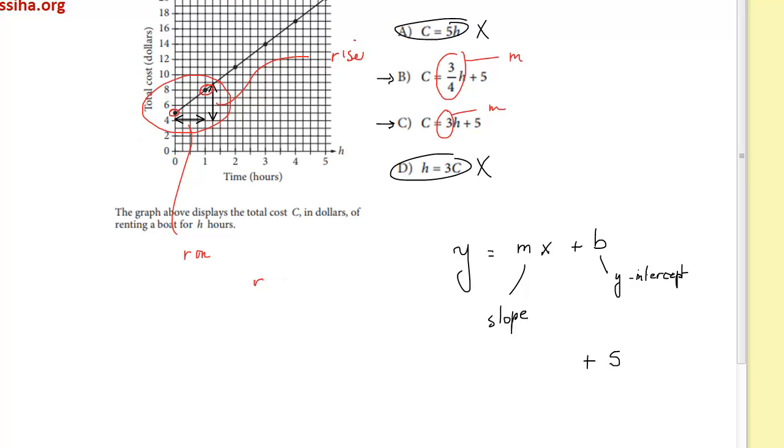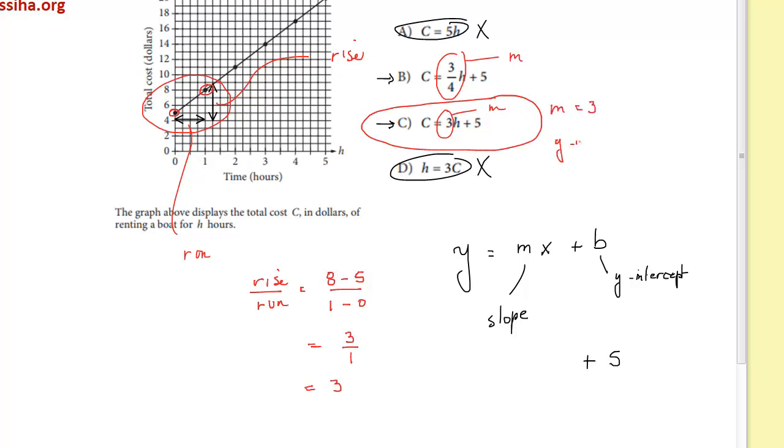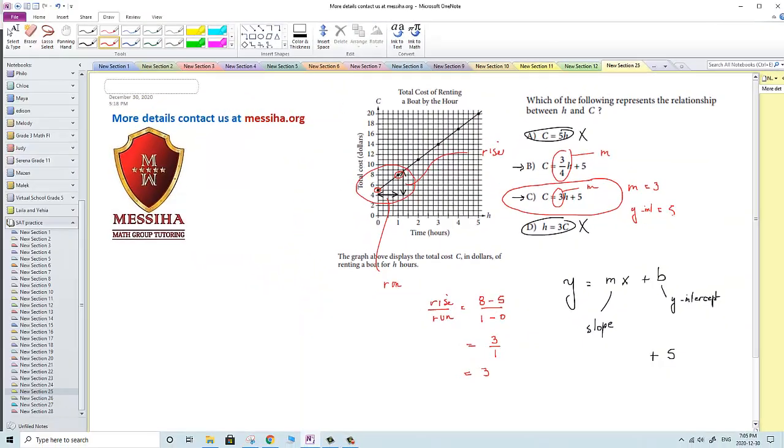8 minus 5, so rise over run. 8 minus 5, and the x is 1 minus 0. So that means 3 over 1, which means 3. So right away, number C is the right answer, because the slope is 3 and the y-intercept equals 5. So this is the right answer, since it's matching with the graph.